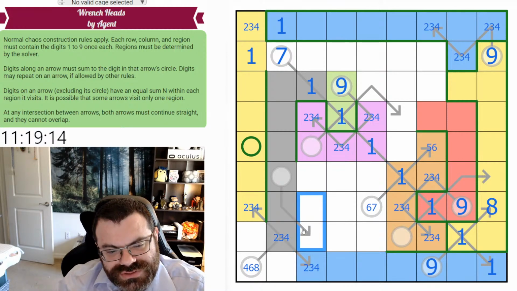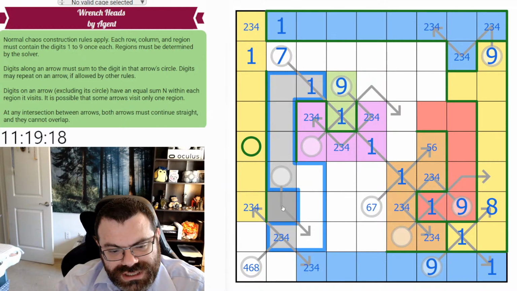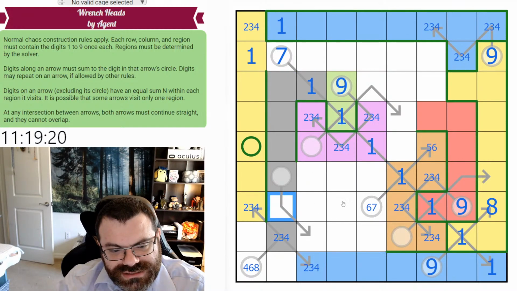Could gray take a detour is the question. 1, 2, 3, 4, 5, 6, 7, 8, 9. Yeah, gray doesn't have to take this cell, technically. Could do this. Is there a problem with that?